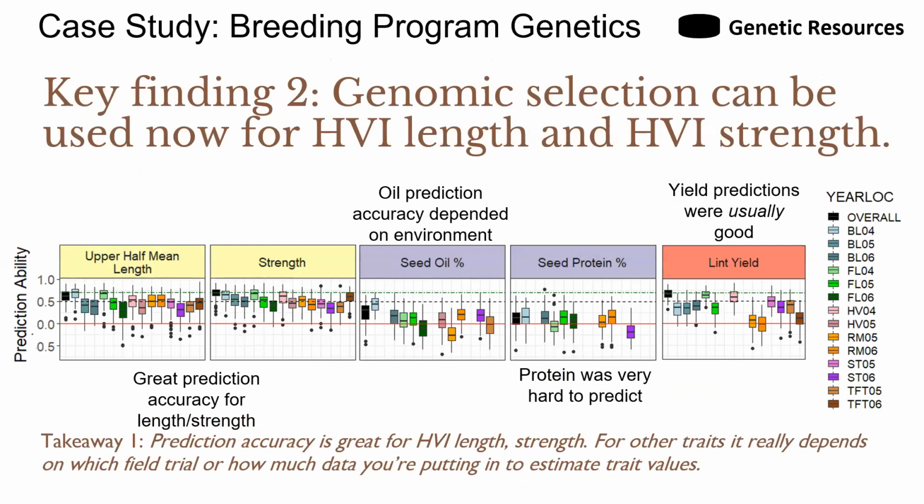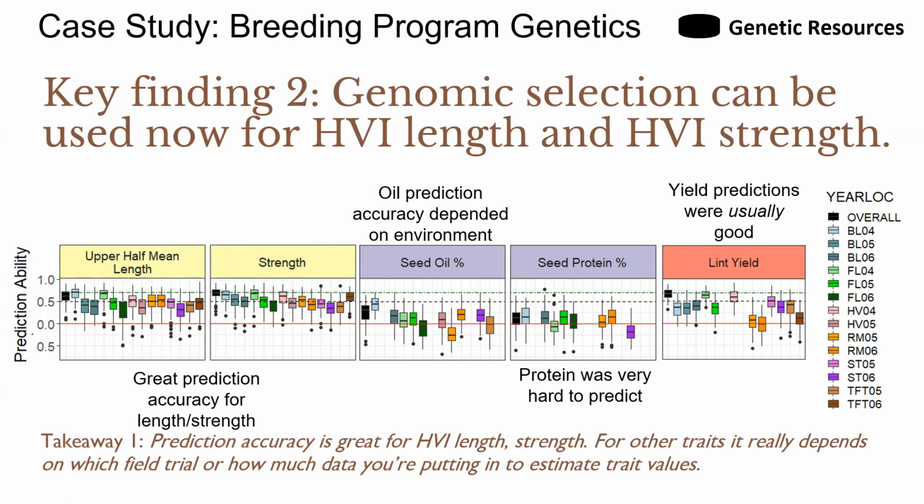Additionally, we found that genomic selection can be used now for HVI length and HVI strength. Those fiber quality characteristics are very amenable to moving forward with genomic selection. These plots show the prediction ability across our different environments, and you can see that there's great prediction accuracy for length and strength, shown here on the left. We have a lower prediction accuracy for some of the others, but in general, we had the ability to get pretty high prediction accuracies.